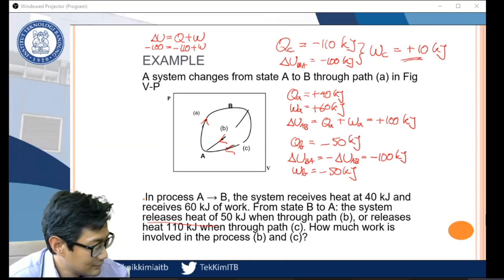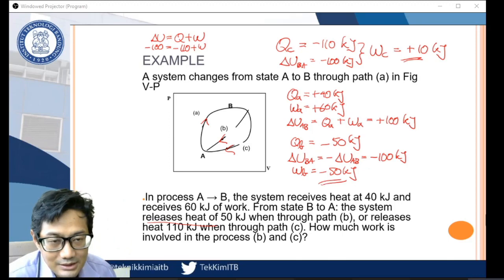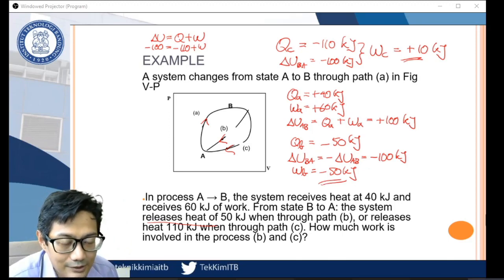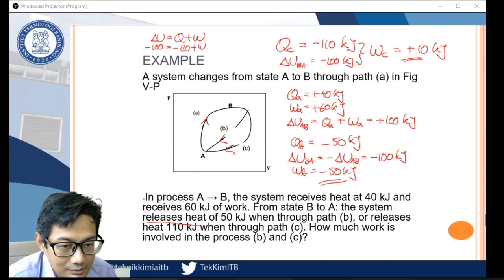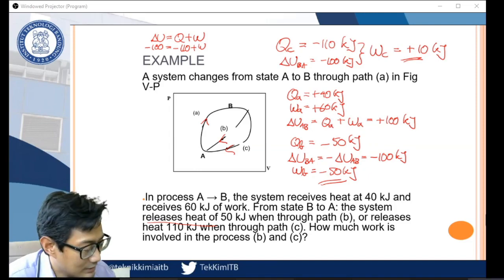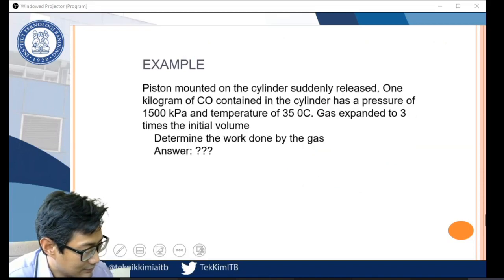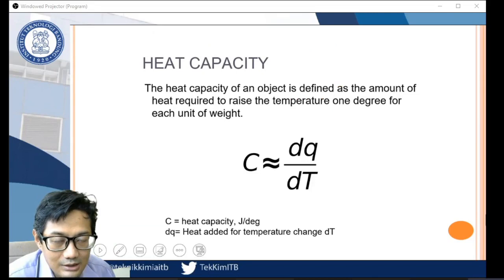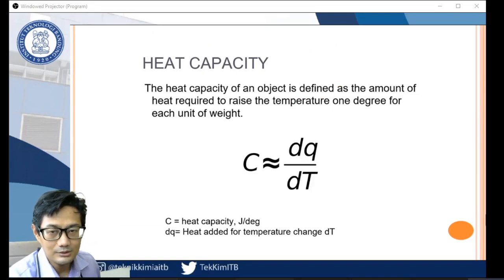Good. So please exercise more on this, because most of the time for the first midterm exam, you will have this kind of problem. But if you exercise a lot, it will be easy for you to solve it. Okay, I will skip this one, and this is the last segment that I want to discuss.